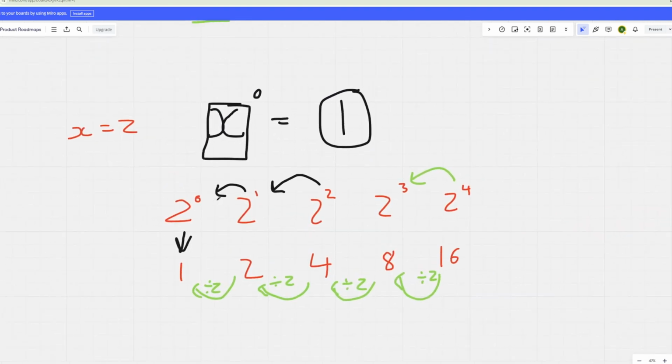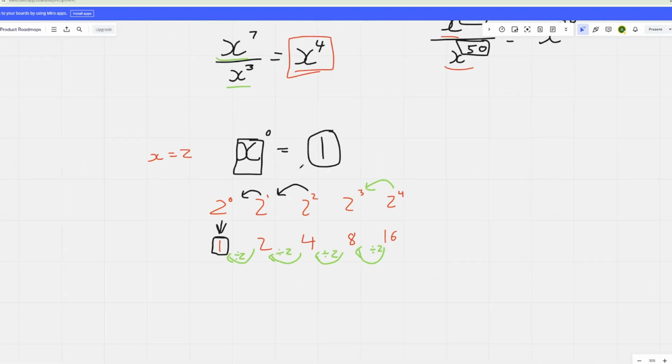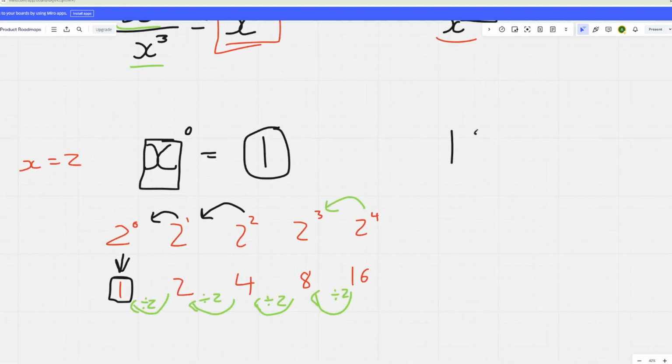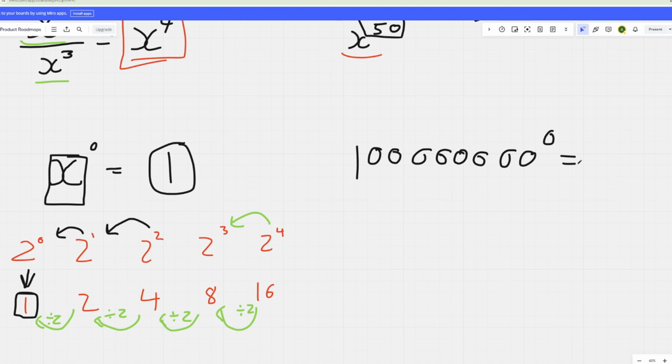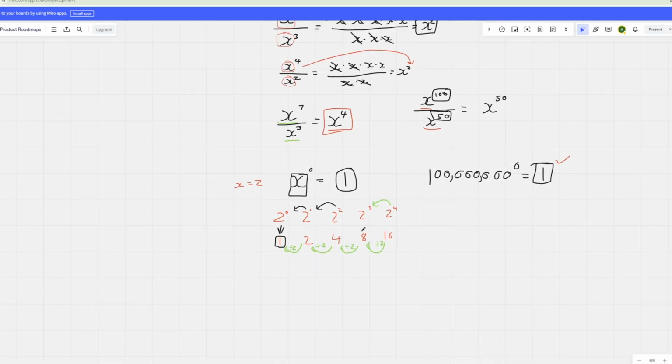And so you can do this if you want to try to prove it yourself. You can put in, let's say, 3, and you can see that when you hit 3 to the 0, you're also going to get 1. So if I give you, I don't even know what this number is going to be, to the 0, what's this going to be? This is going to be 1. Doesn't matter how big this number is. This is 100 million. To the 0, it's 1. It's always going to be 1. And this is an important rule because a lot of people try to trick you with this on your exams. So let's move on to the next one.